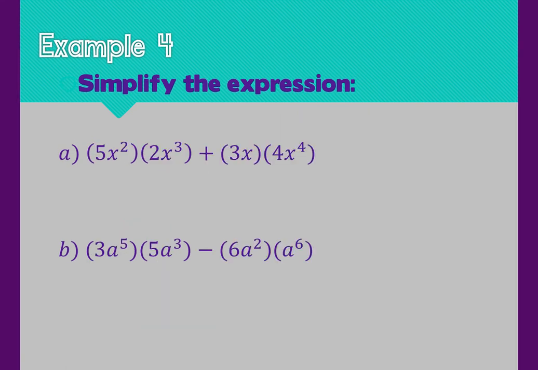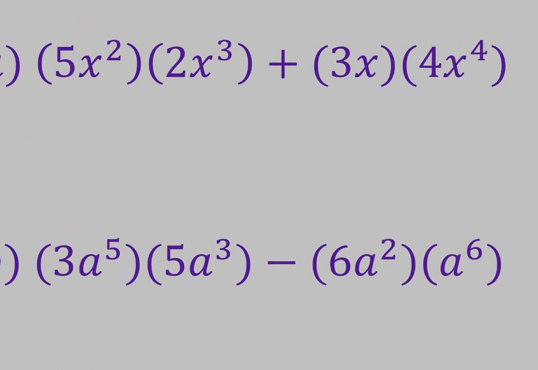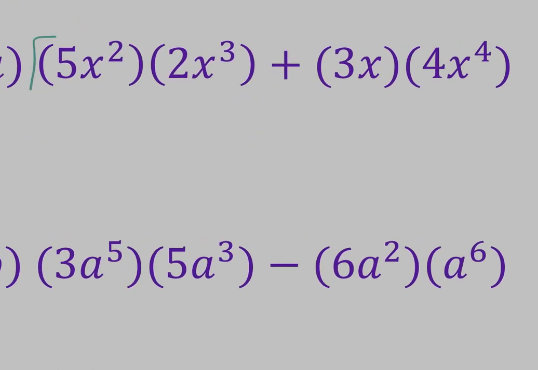Okay, now we take it to the next step. You've got multiplication in with addition or subtraction, so we're going to combine the like terms. The first thing we're going to do is multiply, and then we're going to combine our like terms. So if I look at A, what's the result of just the 5x squared times the 2x to the third? 10x to the fifth. Good.